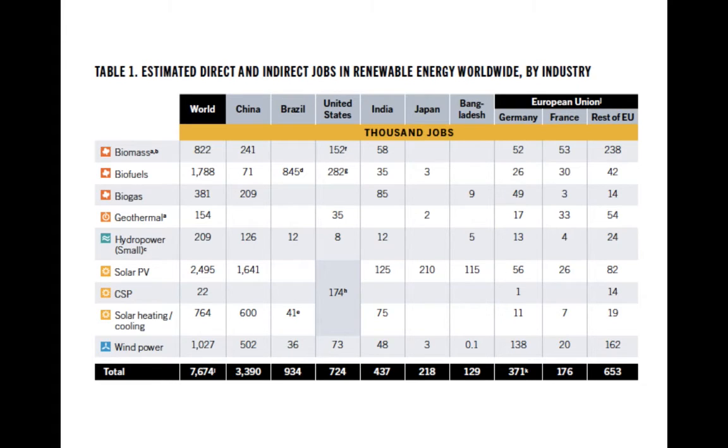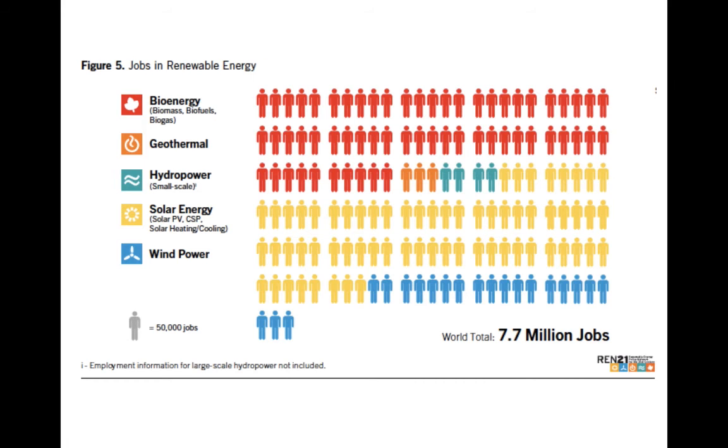This table here just shows the number of direct and indirect jobs created by industry around the world. Direct jobs are those that require direct contact with the installation, so servicemen. Indirect jobs include those that are working on manufacturing parts or even sales and advertisements, for example. And so the estimated number is that for these industries, they've created about 7.7 million jobs around the world.